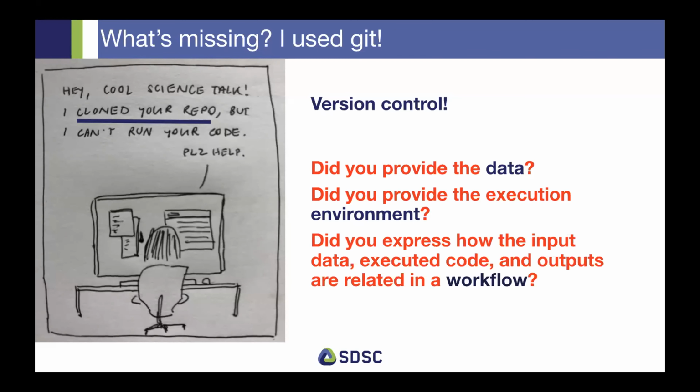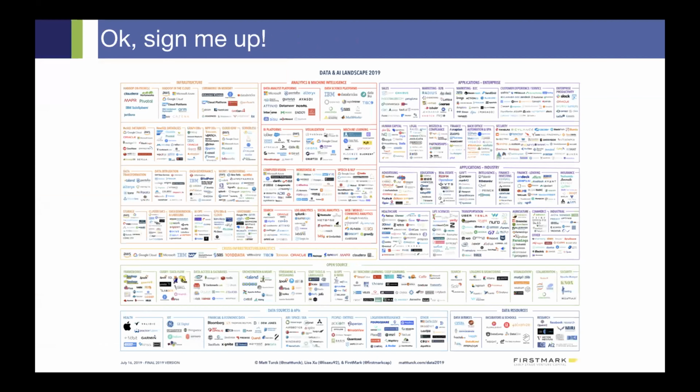And the fourth part of being able to run the code, besides having the data, the code versioned, and the execution environment, is whether or not you know which inputs and code and outputs are all related in the workflow. So maybe you share some data with someone and they want to know how you generated the output, maybe to verify your results. And if you don't have the workflow captured somehow, it's difficult to see that, even in a repo with a container.